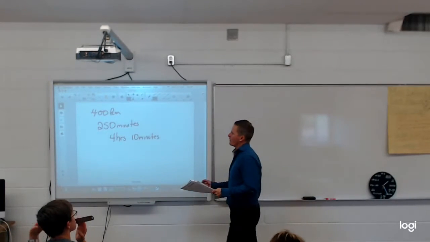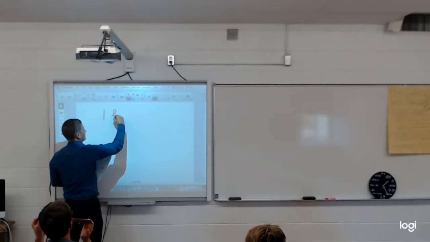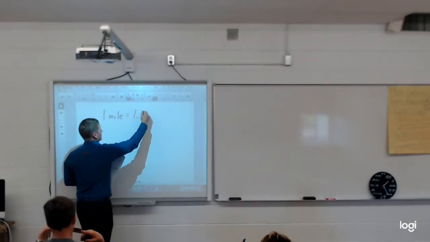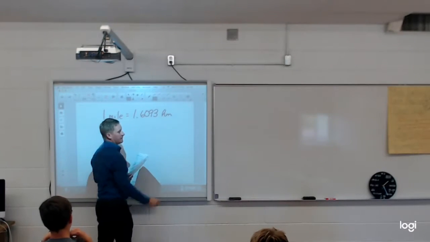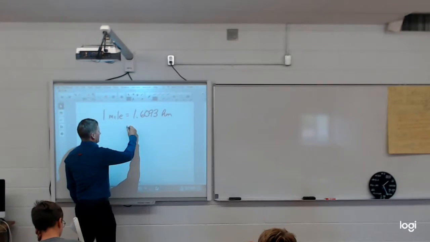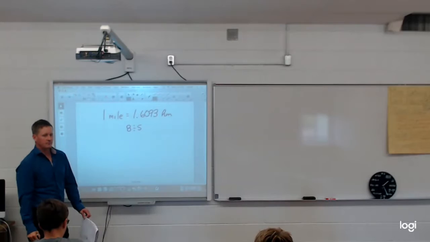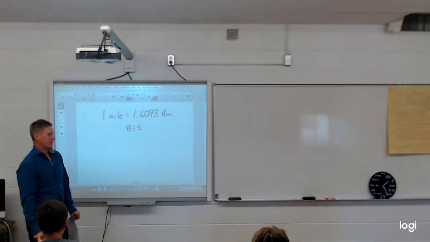Well, what did we say our ratio was? 1 mile to 1.6093 kilometers, correct? Take 8 and divide it by 5. What do you get? Do it in your head. 1.6. 8 divided by 5. Oh, I was thinking divided by 8. Right.